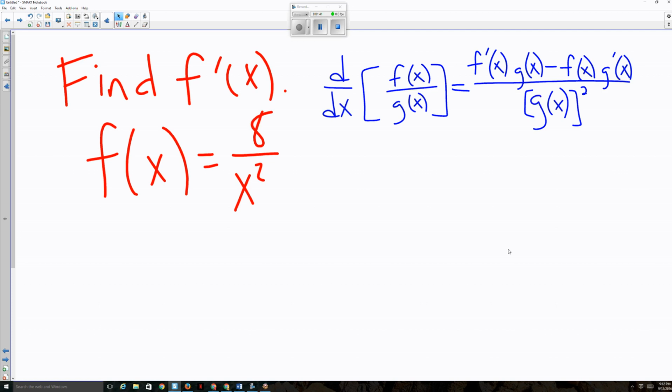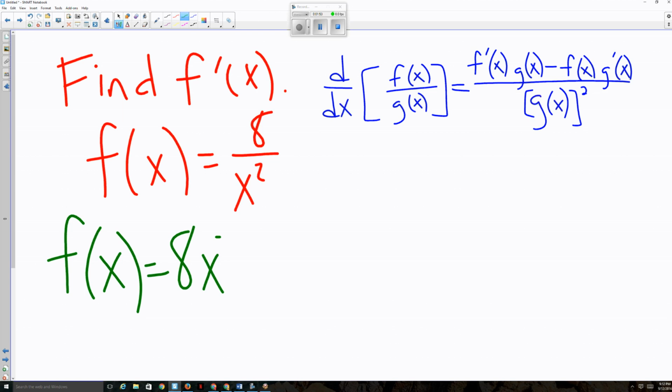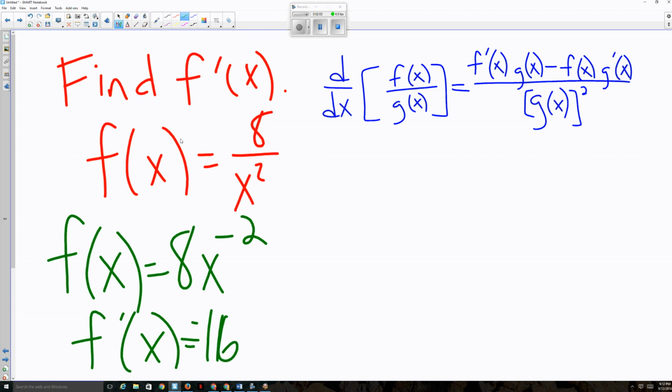Okay, so this is an example of something that we've already done, 8 over x squared, and hopefully you recognize that what we should do here is write this as f of x equals 8 times x to the negative second, and so then the derivative is negative 16 x to the negative third. Well, let's see how the quotient rule applies here.